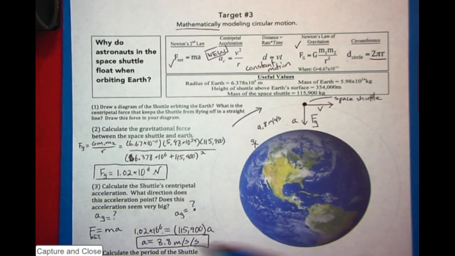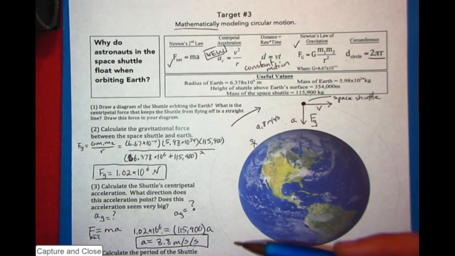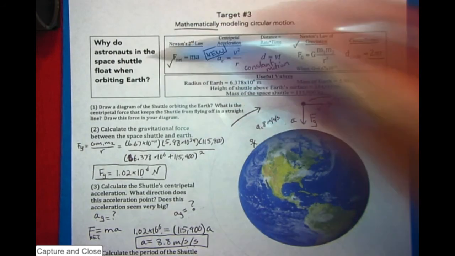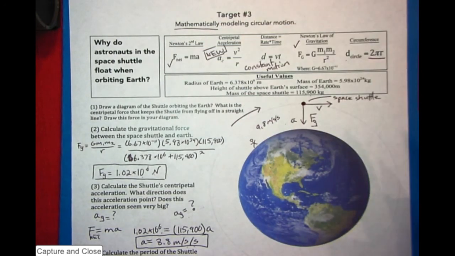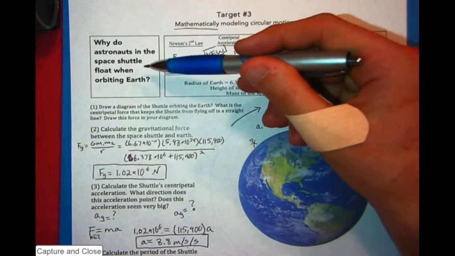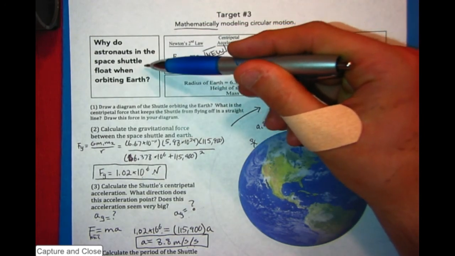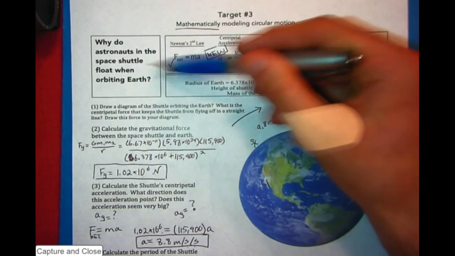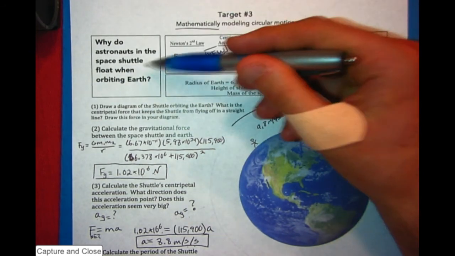I'm curious, based on our calculations and our evidence, how would you go about answering this question now? We're going to move on, but I did want to get your thoughts on what you think the answer is, as we continue to reference this throughout the unit.